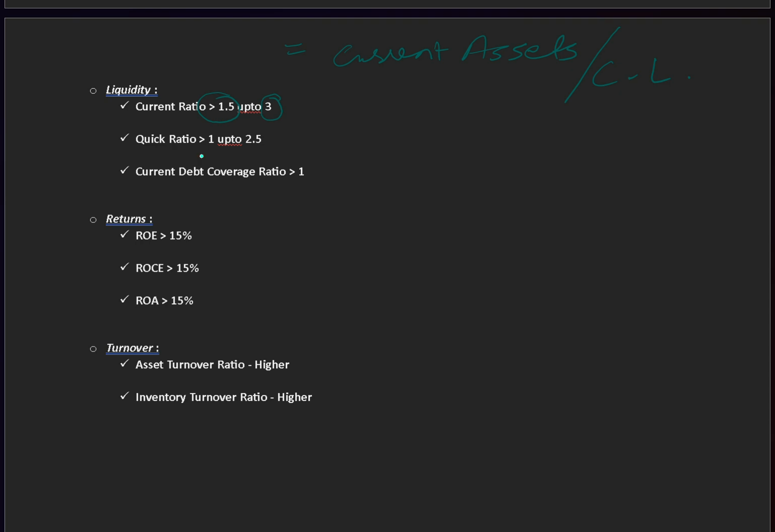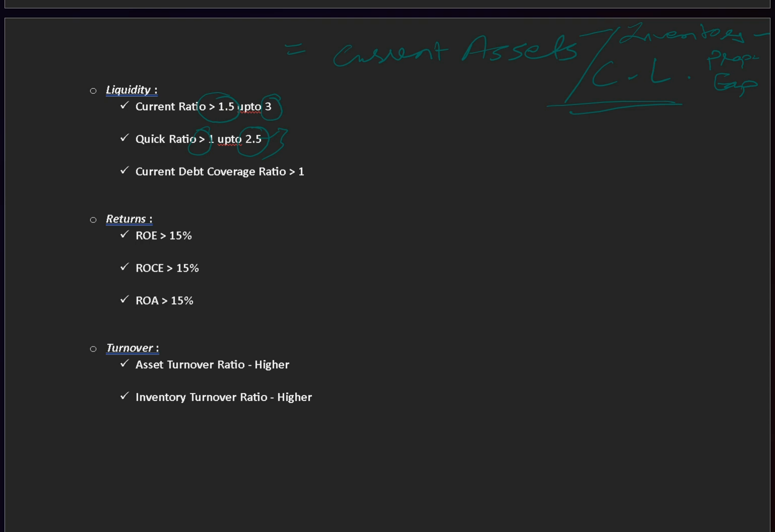Similarly, the quick ratio should be above 1 and up to 2.5 to 3, but not more than that. The formula is the same, it is just that the numerator is current assets minus inventory minus prepaid expenses, divided by current liability, which remains the same.